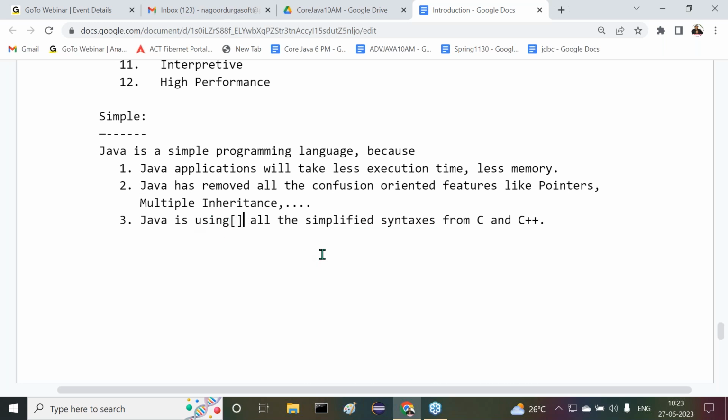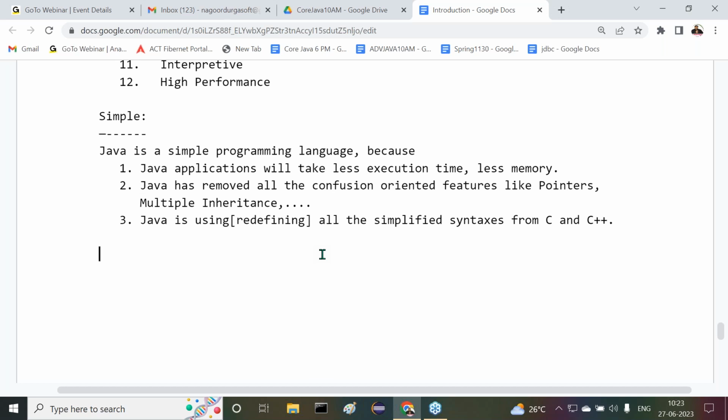Now, in the bracket here, I'm providing the point: redefining all the simplified syntaxes from C and C++. By seeing all these points, we can conclude Java is a simple programming language. Clear? Again, how can you say Java is a simple programming language? Tell me the three reasons I've given. First, Java applications take less execution time and less memory. Second, Java has removed all the confusion-oriented features like pointers and multiple inheritance. Third, Java is using all the simplified syntaxes from C and C++.